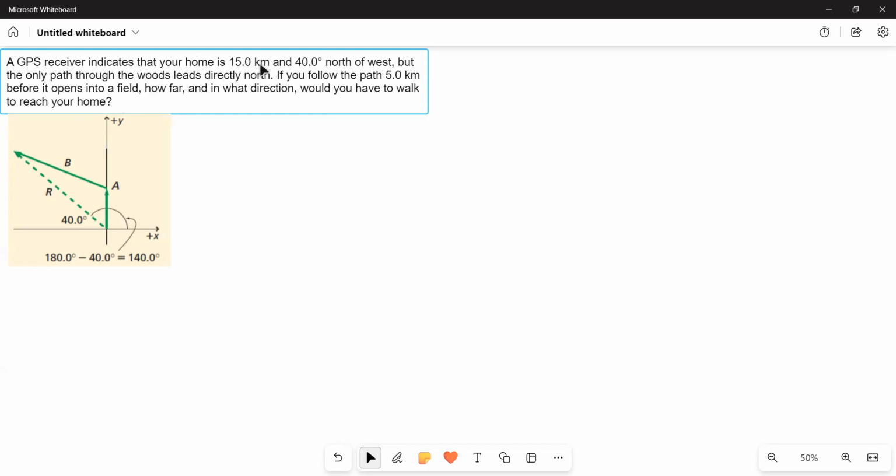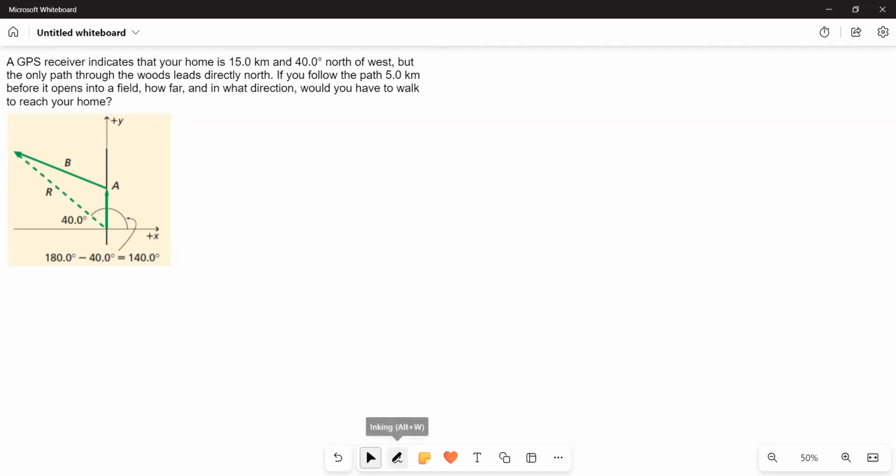Here you are going home, and your home is 15 kilometers and 40 degrees north of west. That is, the resultant is given to you. But you have to find out the other part. Two displacements are there. One is you are walking 5 kilometers north. And afterwards, how much distance are you walking, or what is your displacement to get the resultant? That is what the question is.